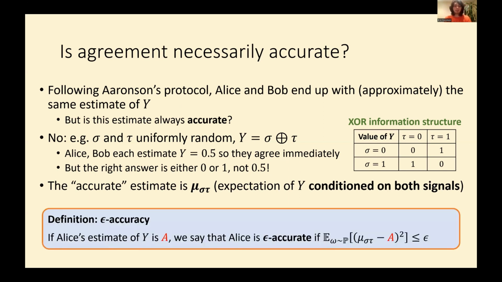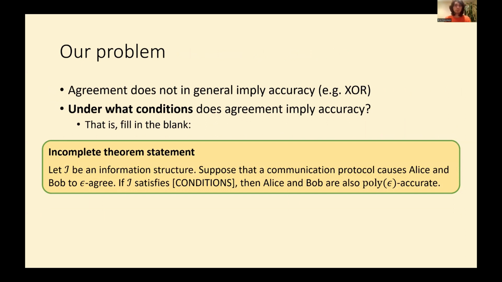Formally, we will say that Alice's estimate of y is epsilon accurate if Alice's expected squared distance to this benchmark is at most epsilon. Now, agreement does not in general imply accuracy, as we just saw. And so it's natural to ask, under what conditions does agreement imply accuracy? That is, we want to fill in the blank in the following theorem statement. Suppose we have an information structure, and suppose that after communicating, Alice and Bob epsilon agree. Under what conditions on this information structure can we then say that Alice and Bob are fairly accurate?